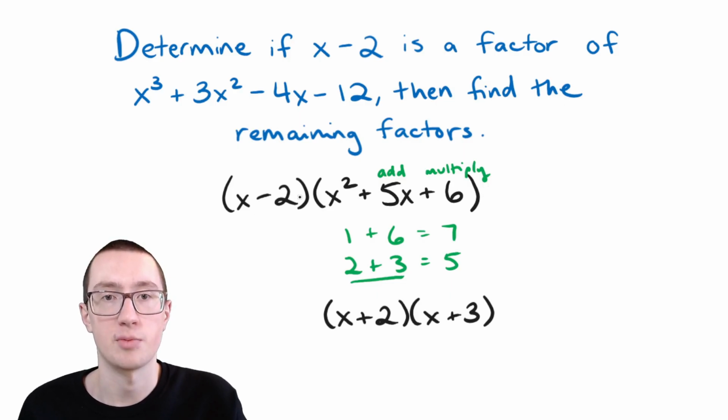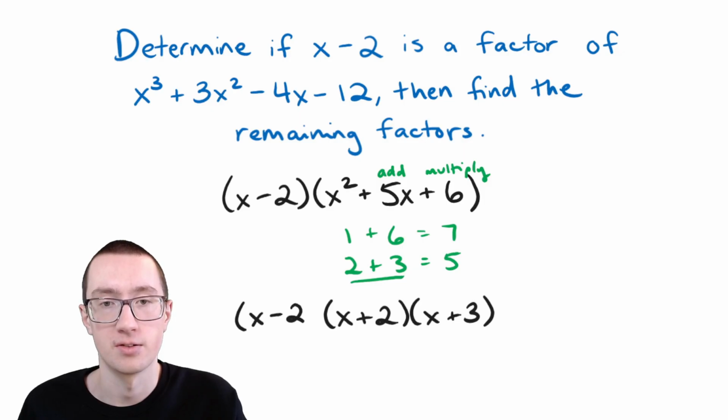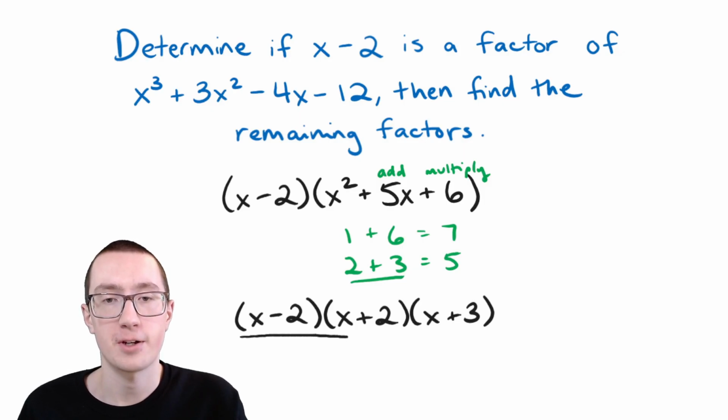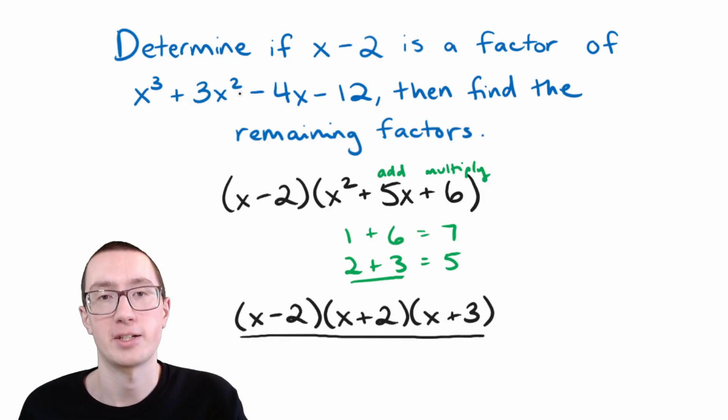But remember that this x minus 2 is still here. That hasn't changed. So we're going to put that at the beginning still. And there we go. We have found the remaining factors of x to the third plus 3x squared minus 4x minus 12. And if you weren't sure if you were right, you can check your work by multiplying these together, and you should end up coming back to this big long thing.